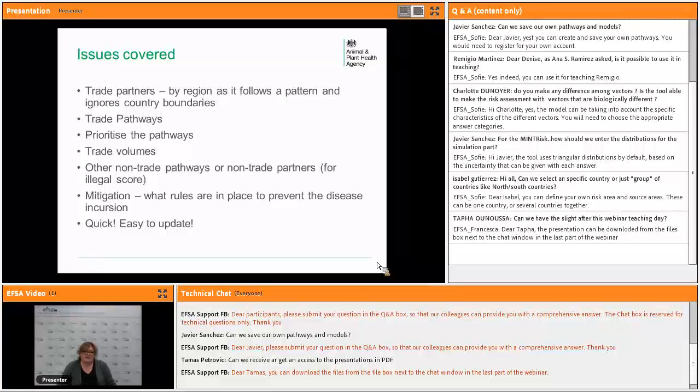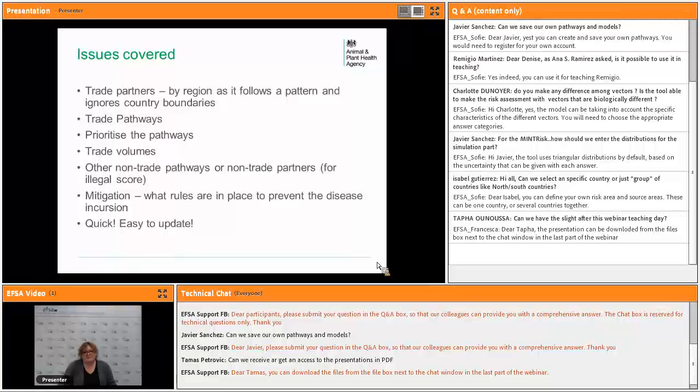So, for example, if you have up to 100 consignments of animals, then that's scoring just a 1. If it's from 100 up to 1,000, it scores a 2. And then anything over 1,000 consignments, it scores a 3. We also look at other non-trade pathways or non-trade partners, and that's to give us a score for the approximate illegal level of a pathway.